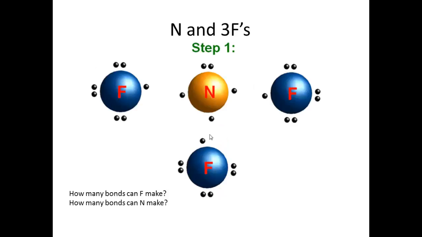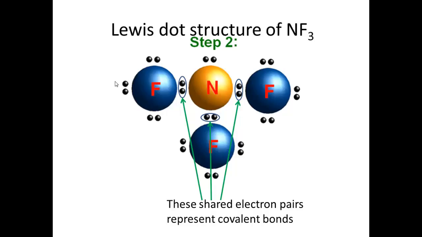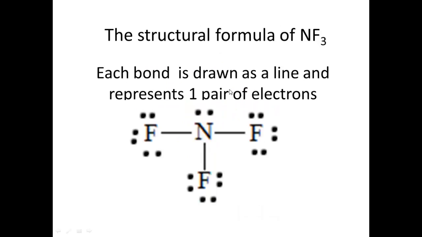So if we have NF3, nitrogen makes 3 bonds, and fluorine makes 1. So when you put that together, you have a pair of electrons shared between nitrogen and this fluorine, nitrogen and this fluorine, nitrogen and this fluorine. So that's what the covalent bond is, each shared pair of electrons. Okay? And how we draw that out is like this. Each bond is drawn as a single line. It represents 2 electrons being shared.